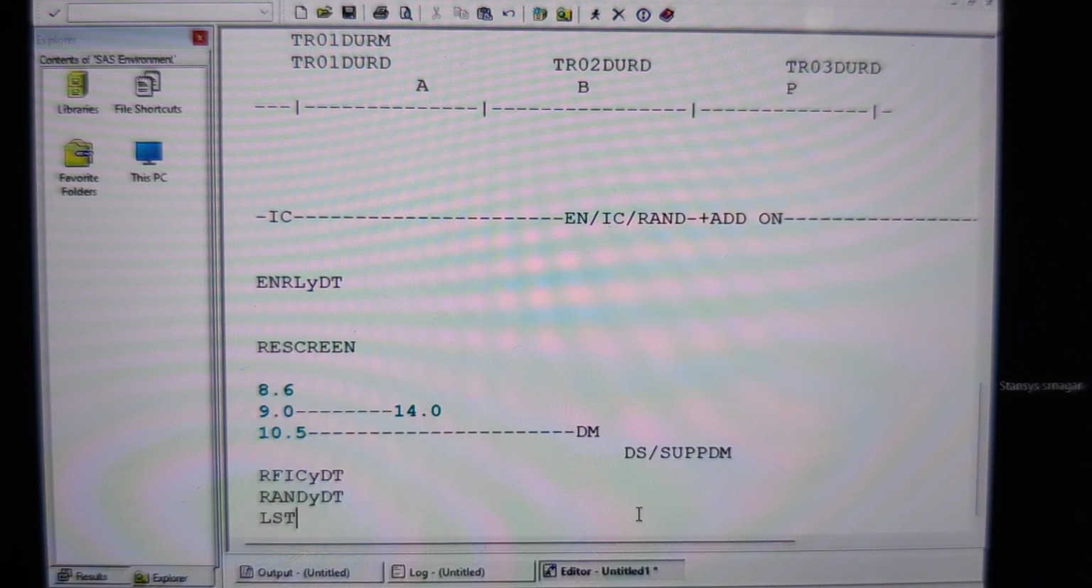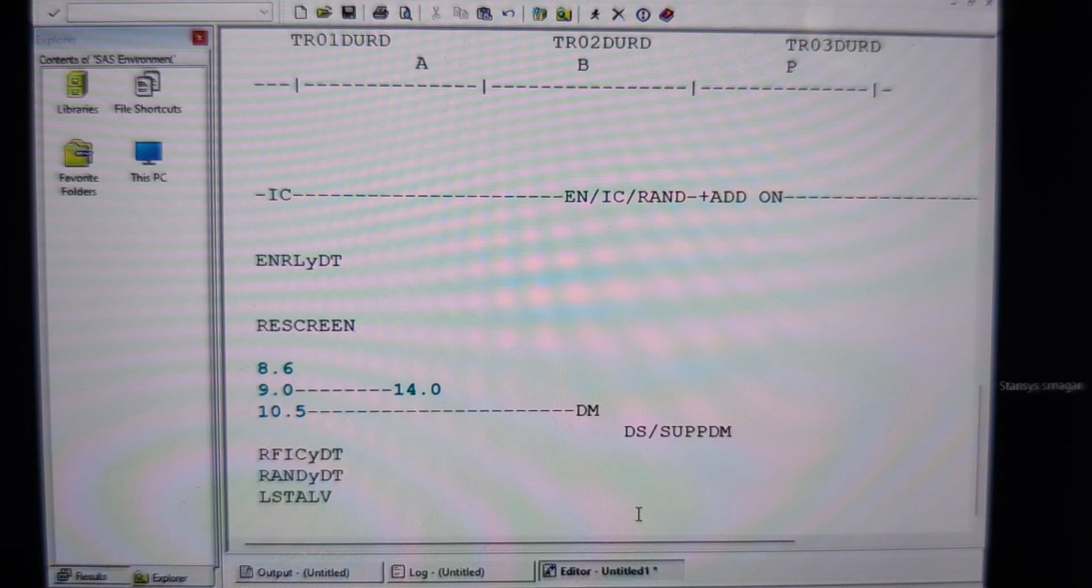Then we are going to have LSTALVDT, the last known alive date, the last known contact date between the sponsor and the subject. That information we are going to have in LSTALVDT. So we capture this information for participation data. Then we are going to have DTHCAUS, the cause, the reason for the death of the subject.